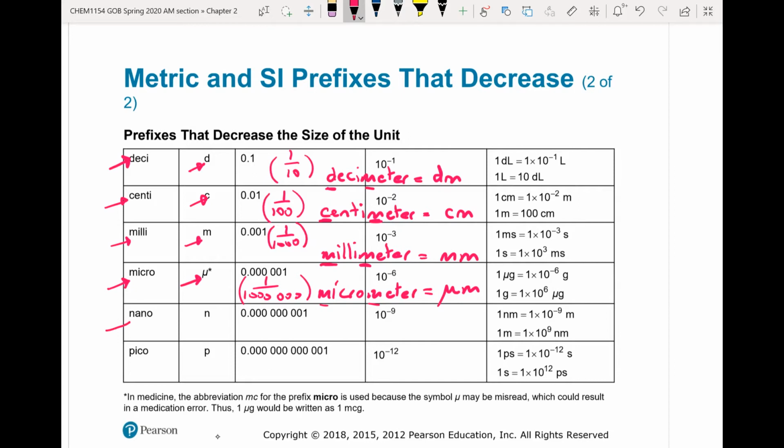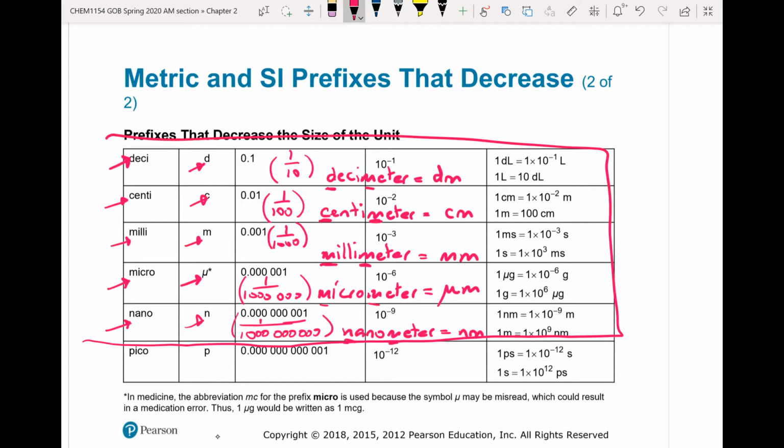And then the last one is nano. Nano has the symbol small n. Nano means 1/1,000,000,000th of something. So a nanometer would have the symbol small n, small m. A nanometer is 1/1,000,000,000th of a meter. So again, if you take that same meter and break it into 1,000,000,000 pieces, which you cannot see with your naked eyes, one of those pieces would be the length of a nanometer.